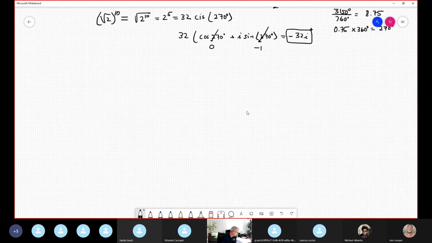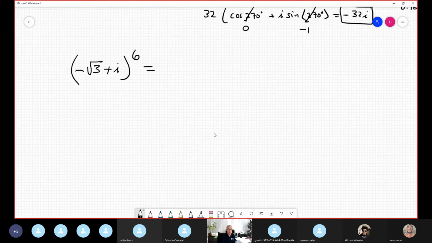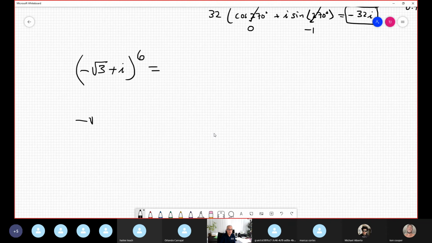Okay. Suppose this complex number, negative radical 3 plus i, raised to the 6th power. Compute that using De Moivre's theorem. Oof. To use De Moivre's theorem, the first thing you should do is take that complex number, negative radical 3 plus i, and convert it to polar. So x is negative radical 3 and y is 1.